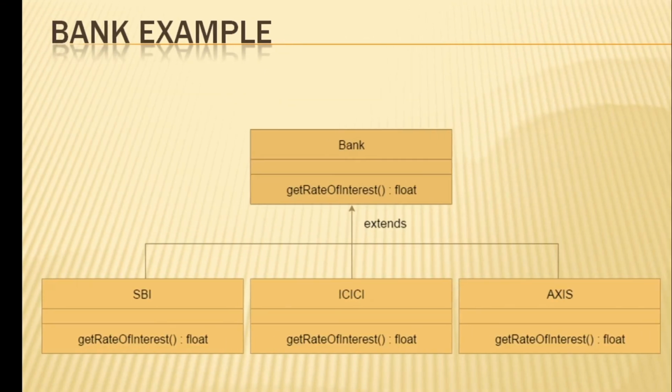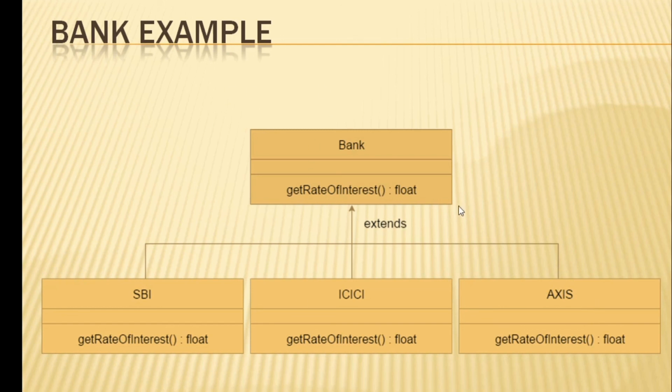So I will show you one more example. Let's say this is a bank. Bank is the parent of all the different classes. So these are banks in India: SBI, ICICI, then Axis Bank. Let's say this is the Reserve Bank of India, and it has some rate of interest. This SBI also has some rate of interest, ICICI has some rate of interest, and Axis Bank also has a different rate of interest.